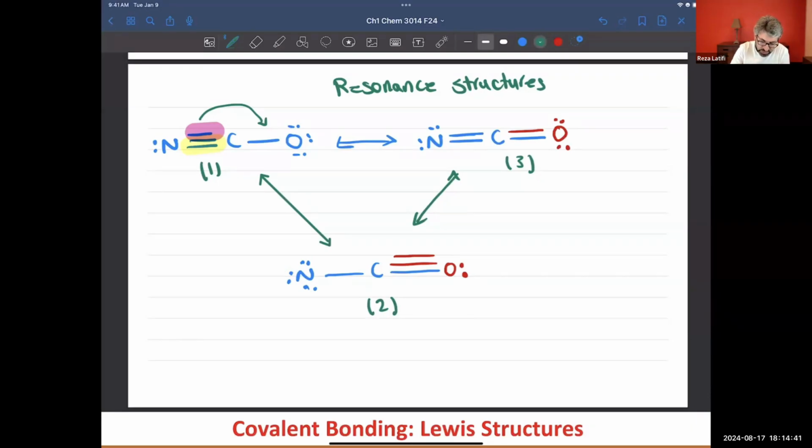And we use this sign between them. This vector with a double head means you are dealing with resonance structures. So every time you see an arrow with a double head, that means you're dealing with resonance structures.